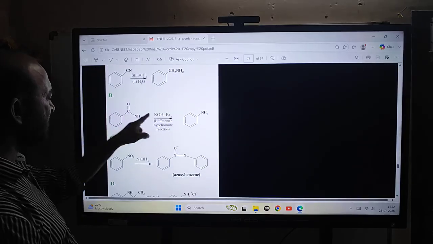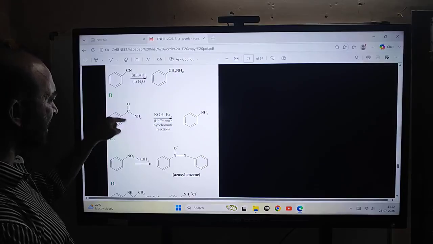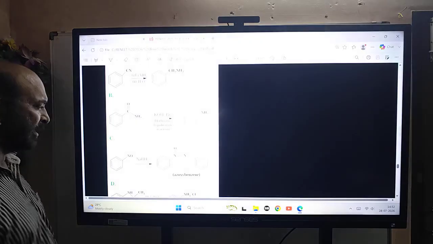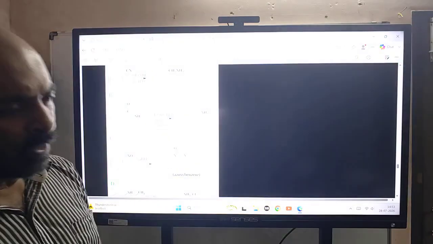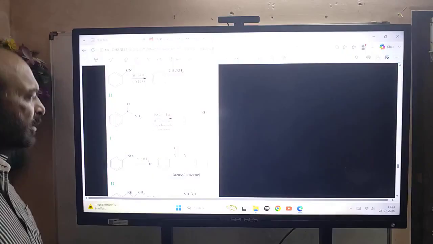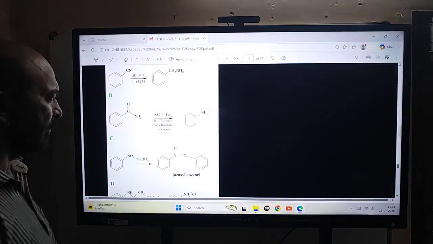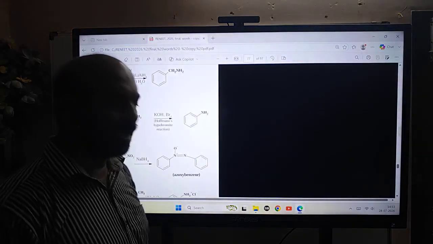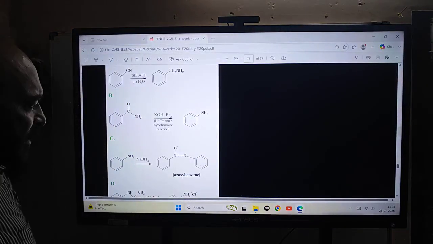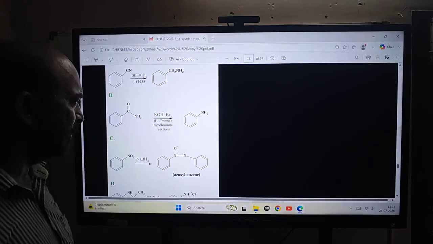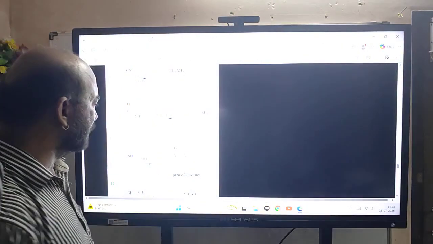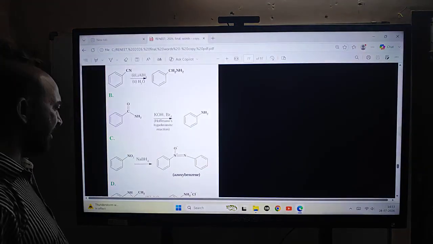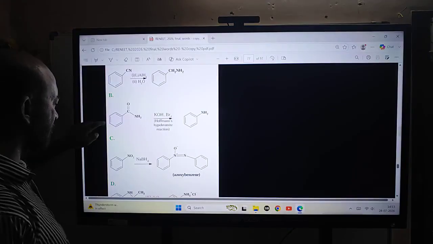What is this? Hofmann's bromamide reaction, or hypobromite reaction. This CO goes and that NH2 becomes directly attached. You use KOH and Br2, or you can use NaOBr or KOBr, sodium hypobromite or potassium hypobromite, or use the mixture of KOH and Br2 or NaOH and Br2. It is a degradation reaction because one carbon goes from the chain and NH2 gets directly attached. So here we get aniline. So B is one of the options.